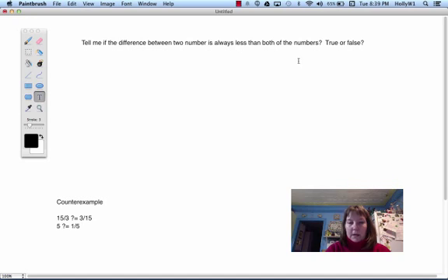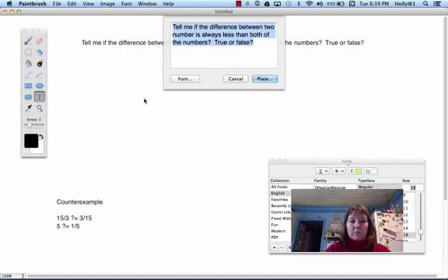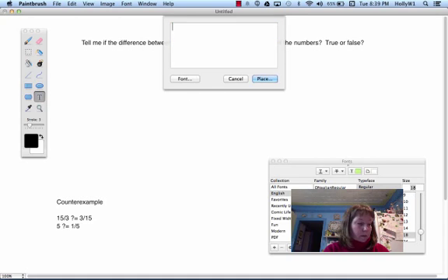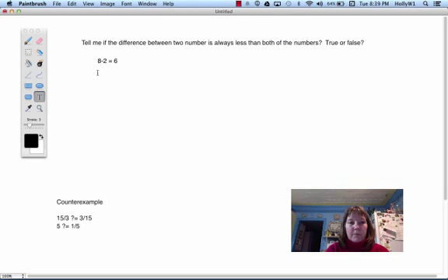Okay, so let's find out if that's true. Well, what happens if I take 8 minus 2? That is equal to 6. Well, is 6 less than 8 and 2? Well, no, it's not. It is less than 8, but it is definitely not less than 2. So that would be a counterexample of how that is not true. So it's false because 6 is not less than 2.